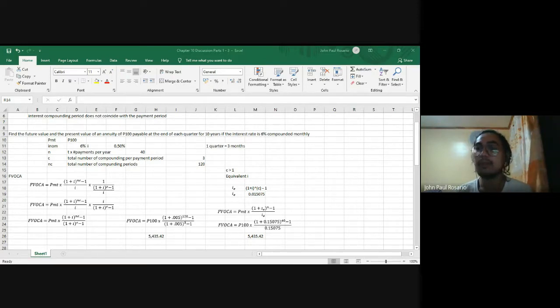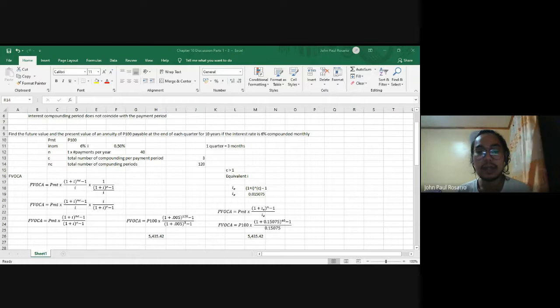If your payment is made quarterly and your interest compounding is made monthly, then your C would be the number of compounding periods contained within a payment period. Your payment period is 1 quarter, so 1 quarter is equal to 3 months, and your interest compounding is monthly. So your C would be 3, because there are 3 interest compounding periods per one payment period.